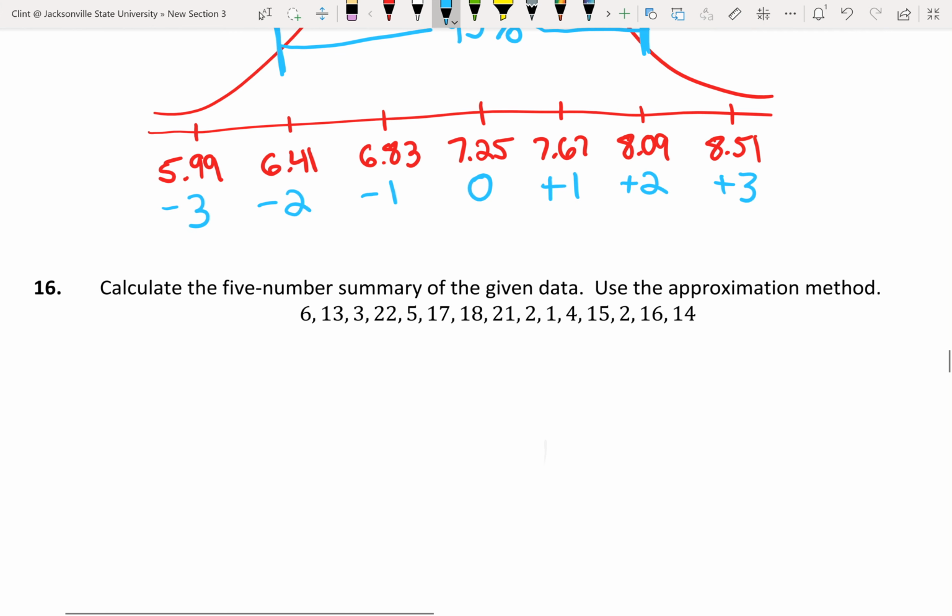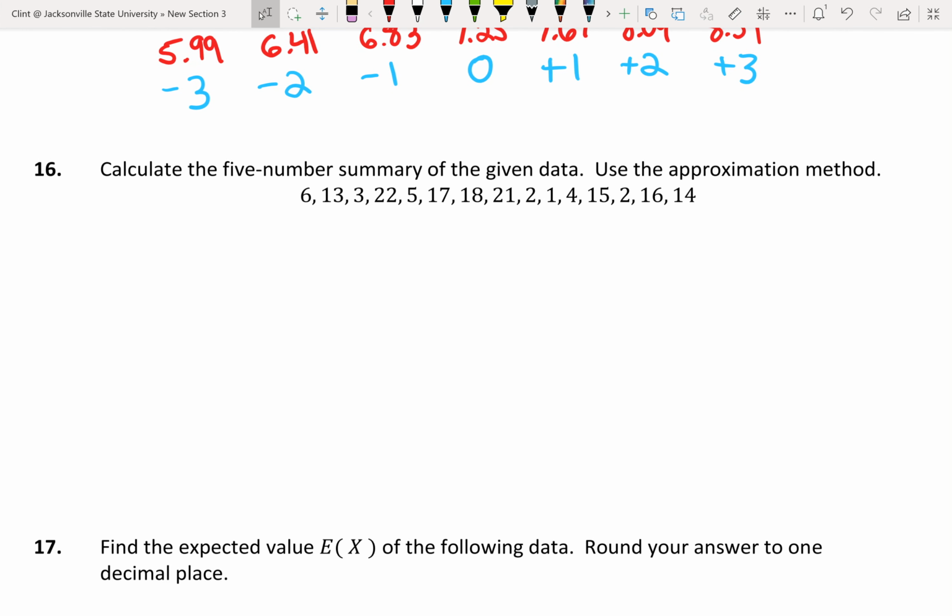All right, number 16. It says calculate the 5-number summary of the data. All right, so we've got to put our data in order here. So let's see. We got a 1, a 2, 3, a 4, 5, and a 6. Oh, I missed a 2 here. I've got to have 1, 2, 2.